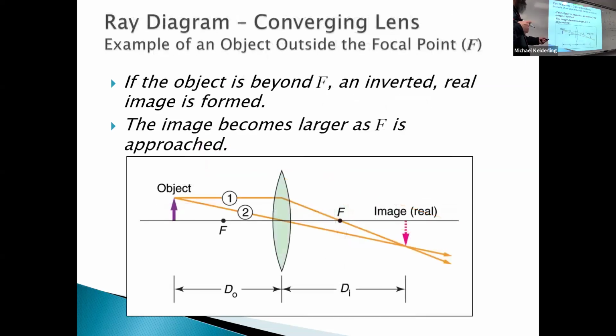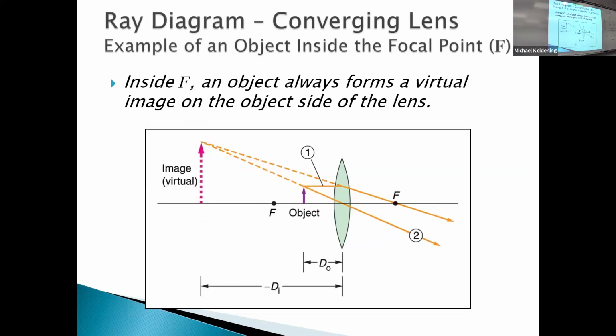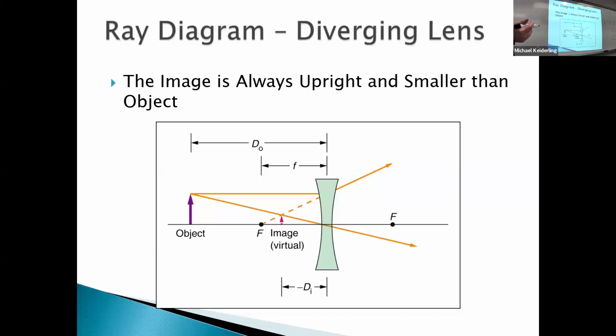But this is what's going on in, say, a camera. And then this is a virtual image on the object side. And for a diverging lens, the image is always upright and smaller than the object.